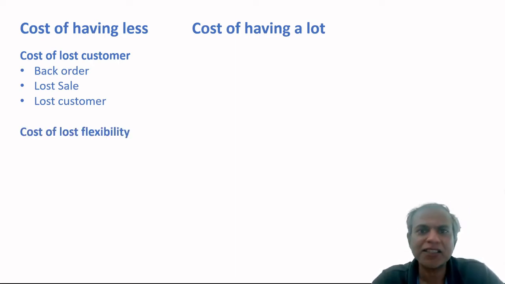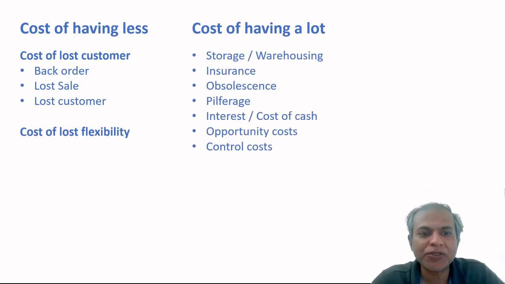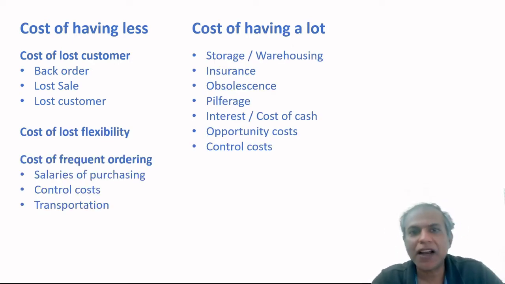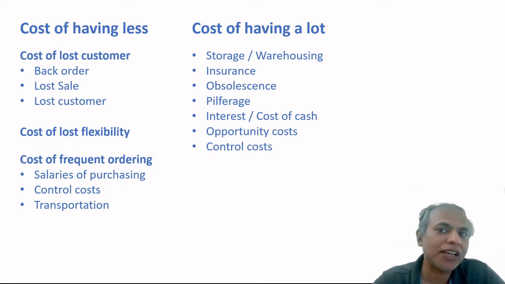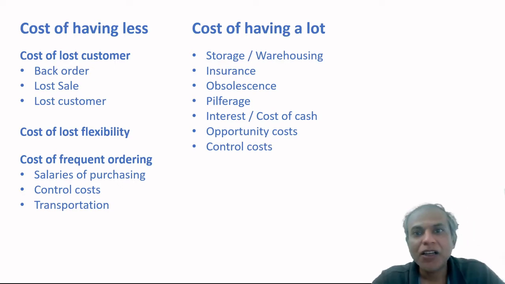The cost of lost flexibility we already talked about in the previous video, and besides this there are other costs. Because I order too frequently, I would have to have a larger purchasing department because there are more purchase orders that need to be processed, more payment cycles to be done, so the salaries of the purchasing department would be higher. Because I'm ordering frequently, I have to keep checking my inventory so that I don't run out of material. So there's a cost of controlling, a cost of ensuring that I keep track of the material I have in real time. So setting up systems is an expense.